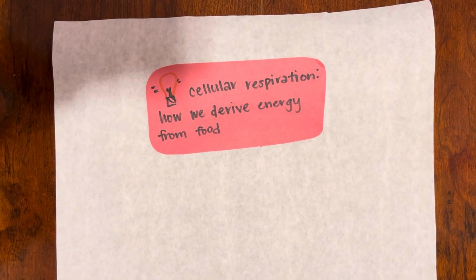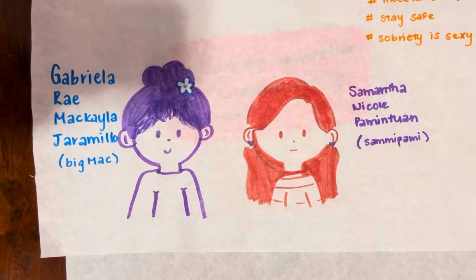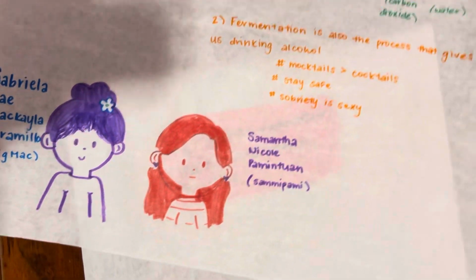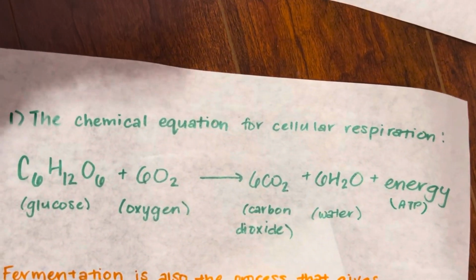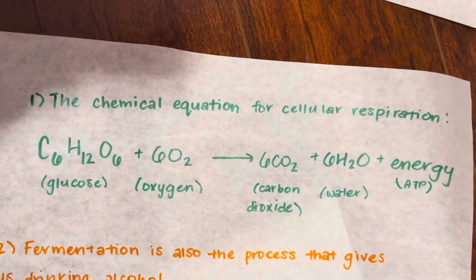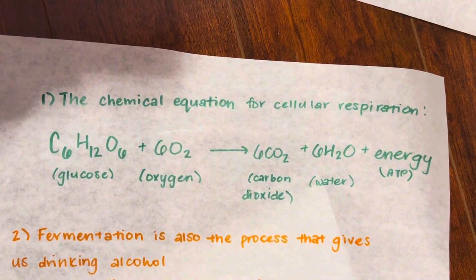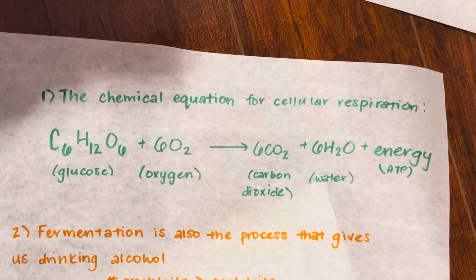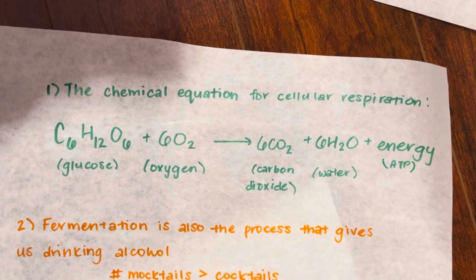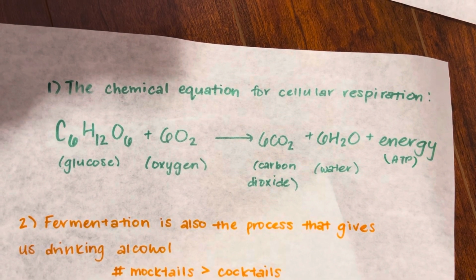And a fun fact from the Amoeba Sisters: the chemical equation for cellular respiration is C6H12O6 plus 6O2, which turns into 6CO2, 6H2O, and energy, or glucose plus oxygen turns into carbon dioxide, water, and ATP.